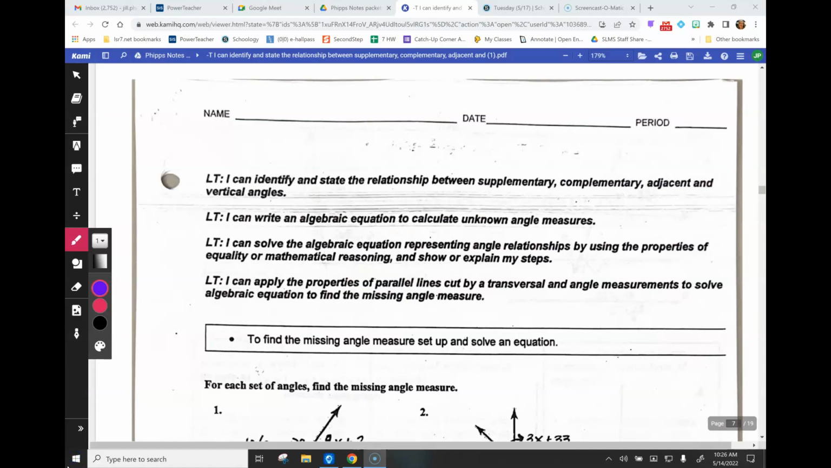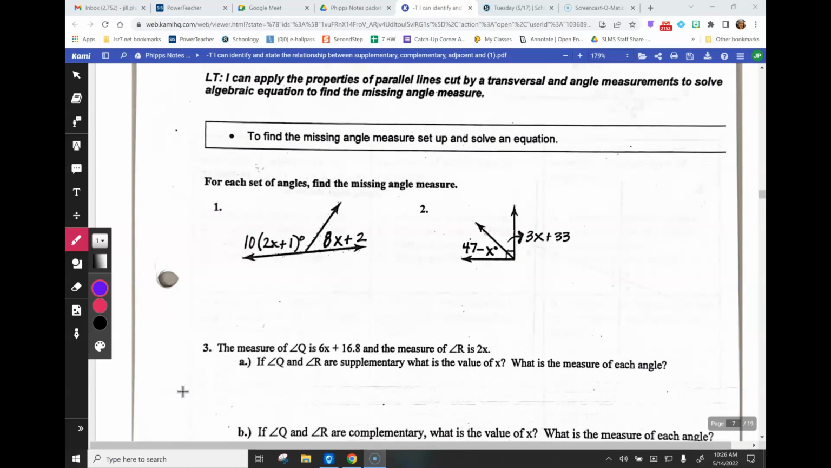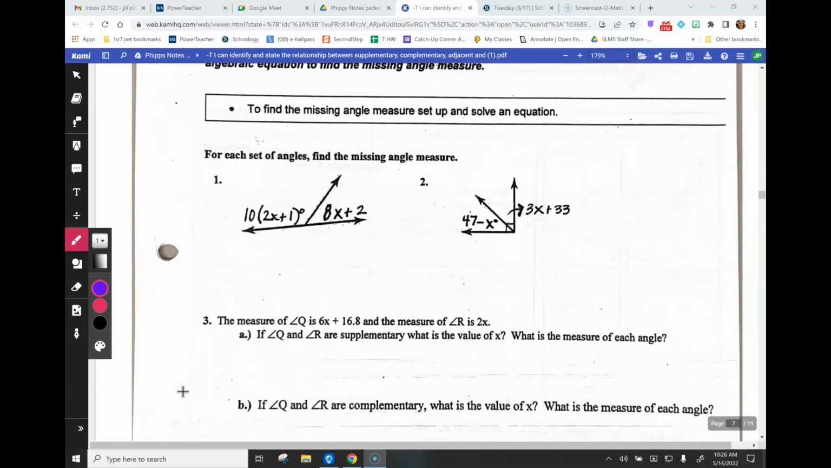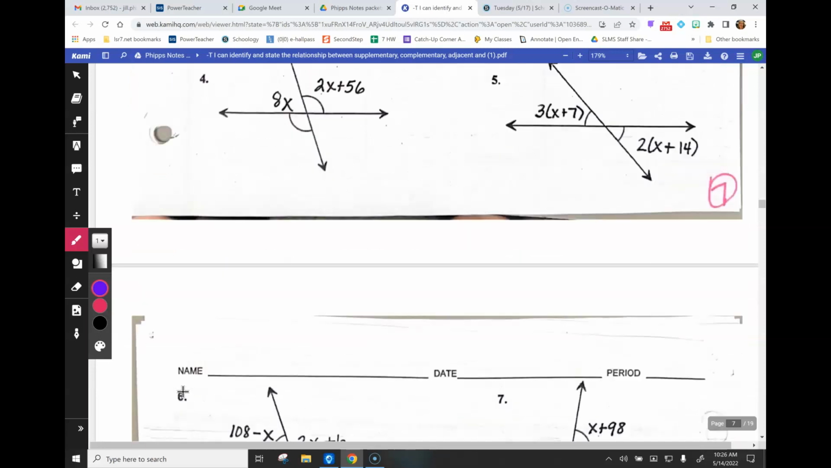So now, these next couple questions that we have right here are review from what you already know. I will tell you that on number 3, I would draw a picture when it talks about the measures of the angles being supplementary. Think about that, 180. So you might want to come over here and draw, oh, I have a 6x plus 16. And I have a 2x. Okay? So, go through and draw a picture and come up with those. That's just review of what you did before. 4 and 5, what you did before.